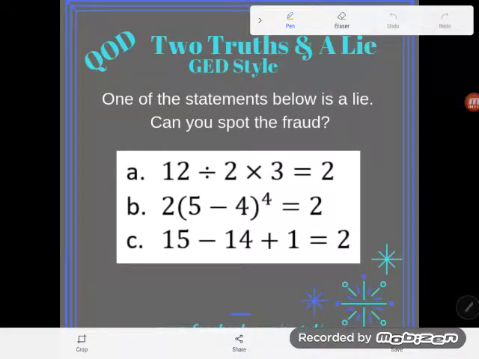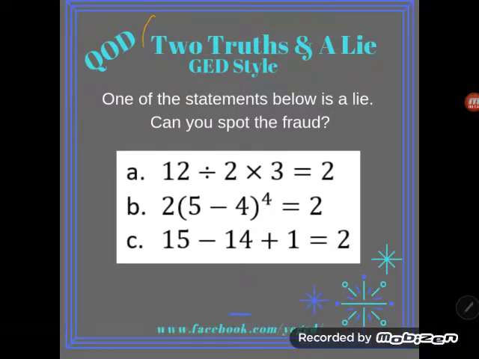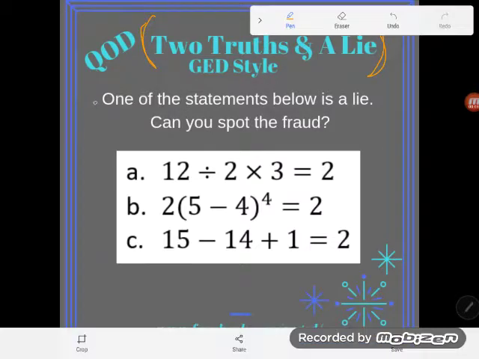Hey GED students, it's GED question of the day, and we're playing two truths and a lie. It says one of the statements below is a lie. Can you spot the fraud? So we are looking for something where this equal sign, well, it's not true. It's not true that the left-hand side is equal to the right-hand side. So let's take a look.